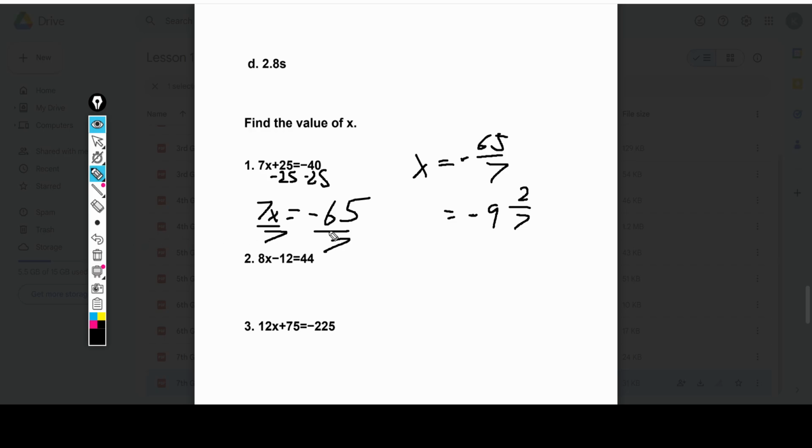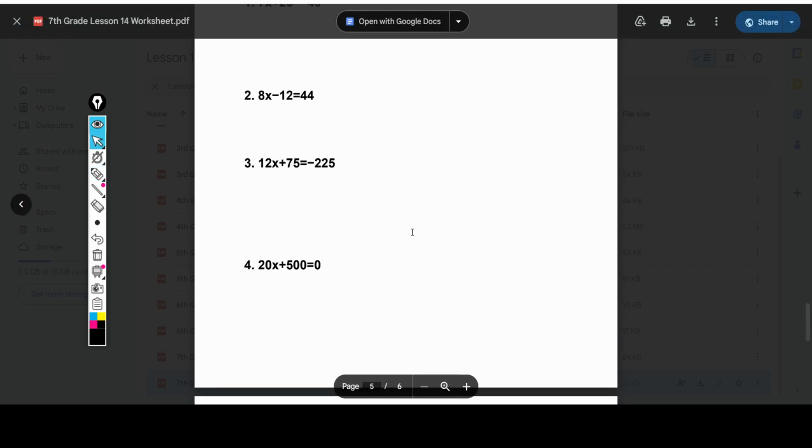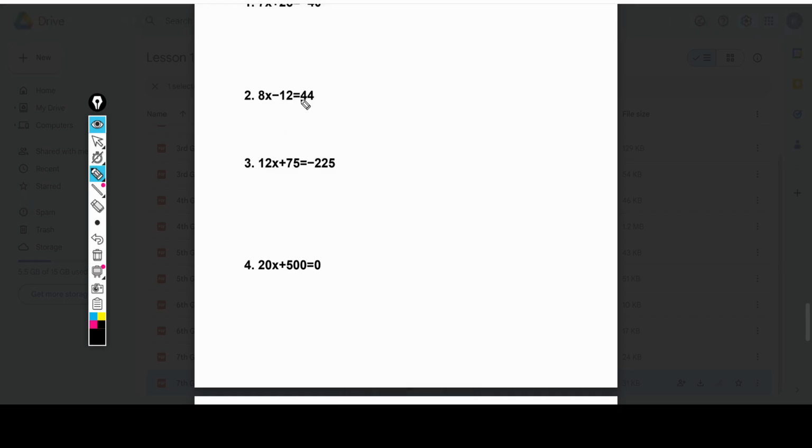Alright, for our next problem, we have 8x minus 12 equals 44. Add 12 to both sides.